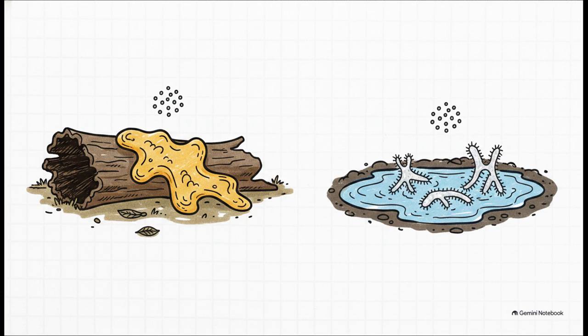Take slime molds, for example. They hang out in moist places like rotting wood, and during part of their life cycle, they actually move around and feed just like an amoeba. It's wild. Water molds, on the other hand, grow as these branching filaments in wet environments. Ecologically, they're super important decomposers, recycling dead organic material, though some can act as disease-causing pathogens. Just remember, looking a bit like a fungus doesn't actually make you one.